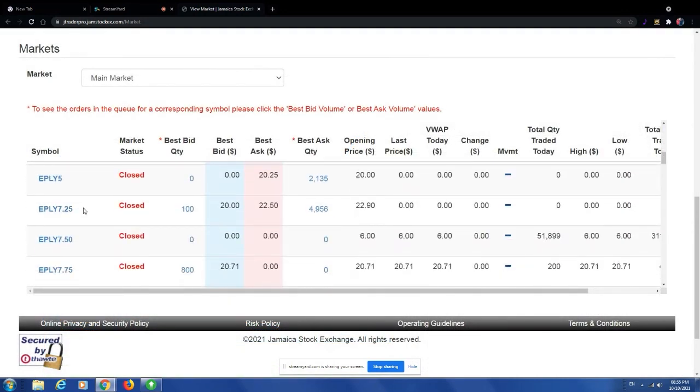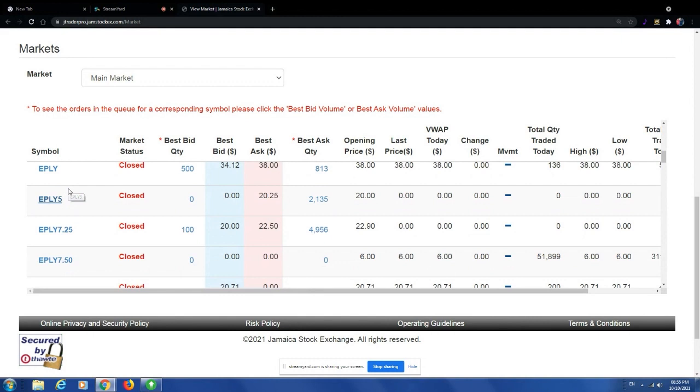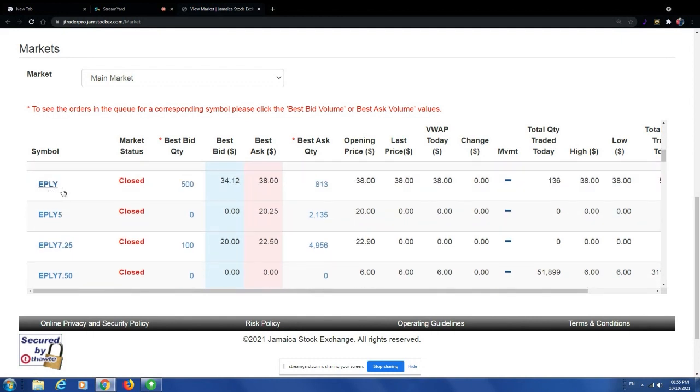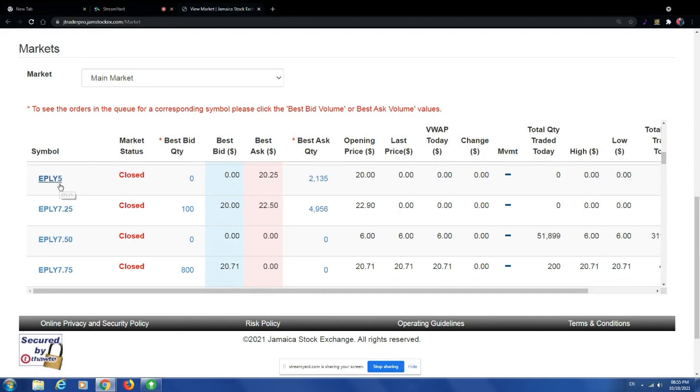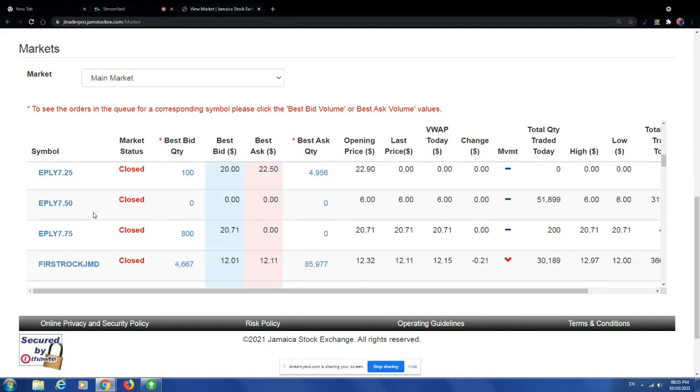And for persons who are unaware, if you see a figure next to a stock symbol, it probably means it's a preference share. So right here, this is Eppley Limited Ordinary Shares, EPLY, but right here, EPLY5 is the preference share, the 5% preference share. 7.25 is the other preference share, and so on and so forth. So when you see no best ask, that means nobody is selling. You see no best bid, nobody's buying or pushing to bid for the stock.